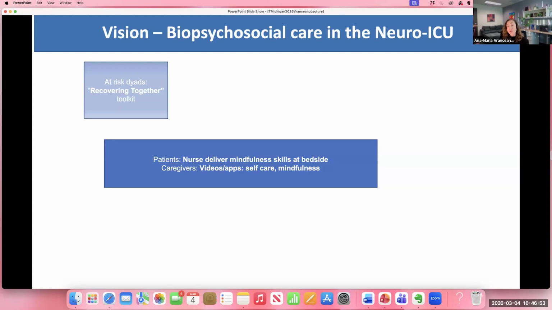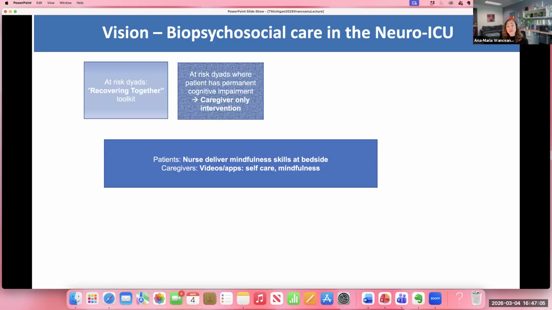When dyads are at risk, so they screen in for emotional distress, they could go through Recovering Together if the patient is cognitively able to participate. There are also at-risk dyads where the patient has permanent cognitive impairment, and so the patient would never be able to participate, but we could have caregiver-only interventions. So this needs to be developed, and in fact, one of my mentees, Alex Prosciutti, just got an R01 to adapt Recovering Together and test an intervention called Coma F that has Recovering Together skills, and then conduct an efficacy trial just in caregivers.